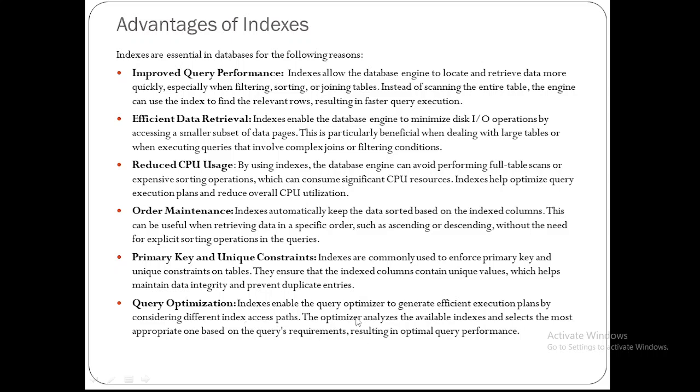Query optimizer. Indexes enable the query optimizer to generate an efficient execution plan by considering different index access paths. Like we have indexes on one or two or three columns of a table. So if our query has joins, and we are fetching the results based on some columns, and those columns have indexes, then our execution plan will go for the columns which have indexes, and it will be very efficient for a query plan to fetch the results.